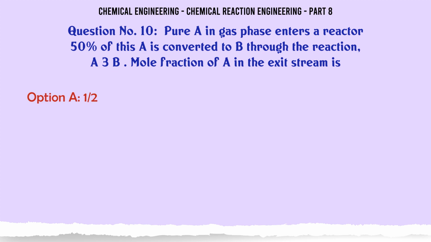Pure A in gas phase enters a reactor. 50% of this A is converted to B through the reaction A to 3B. Mole fraction of A in the exit stream is A. 1/2, B. 1/3, C. 1/4, D. 1/5. The correct answer is 1/3.